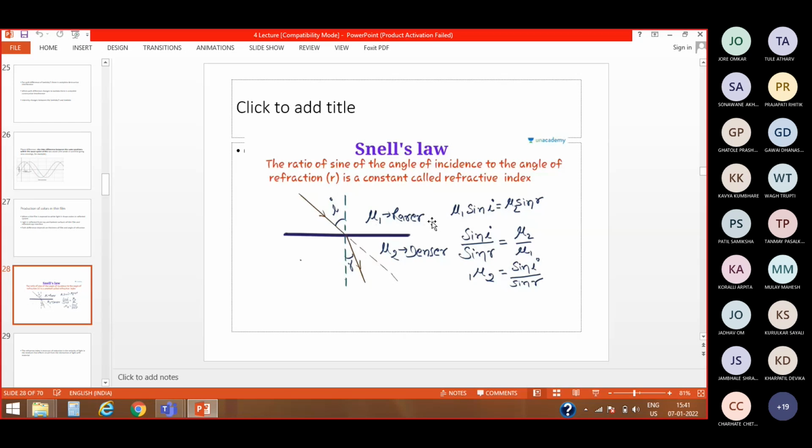So what happens here? The velocity of light is found to decrease when light is going from rarer medium to the denser medium. And it is given by mu1 sine of I is equal to mu2 sine of R. So the sine of I upon sine of R is equal to mu2 upon mu1. But mu1 and mu2 are constant. So I can write mu1 is equal to mu2 is equal to mu. So mu is equal to sine of I upon sine of R. So this is the representation of Snell's law.